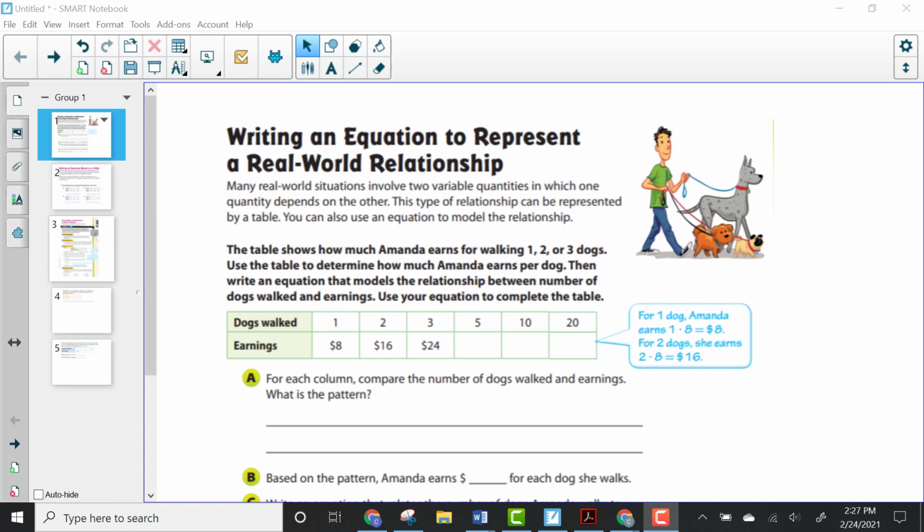Now the goal for this video is for you to understand how you can use an equation to show a relationship between two variables. So we're going to take a look first at writing an equation to represent a real-world relationship. On page 345, it says many real-world situations involve two variable quantities in which one quantity depends on the other. We talked about in yesterday's video that we have an independent variable and also a dependent variable. This type of relationship can be represented by a table, like we see right here. You can also use an equation to model the relationship.